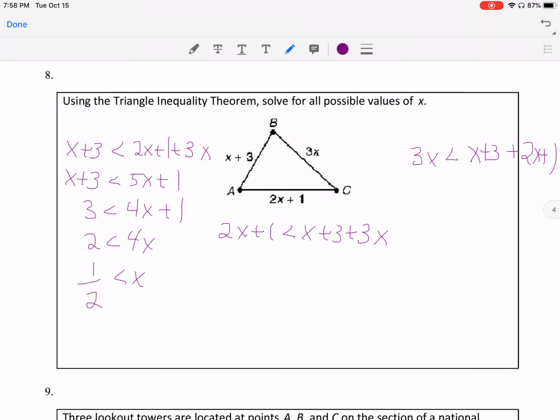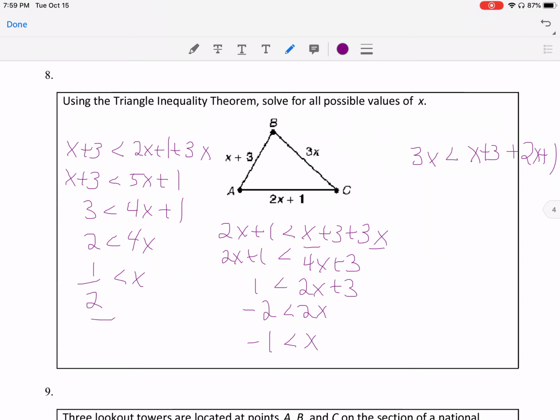Okay. The next one. So we have our 2x plus 1 here is less than, we combine our like terms, 4x plus 3. I subtract 2x, I have 1 is less than 2x plus 3. I subtract 3, negative 2 is less than 2x. X is greater than negative 1.